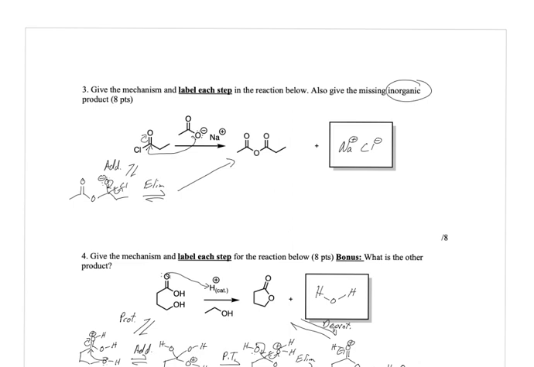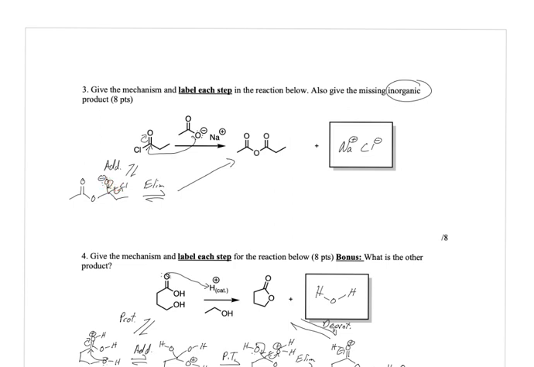So for number 3, mechanism, label each step, and then also give the missing inorganic product. Inorganic means not carbon. So in this case, you have an acid chloride and you have a carboxylate. Electrophile, nucleophile. Nucleophile has a negative charge. So you just do an addition. And then you have a tetrahedral intermediate.